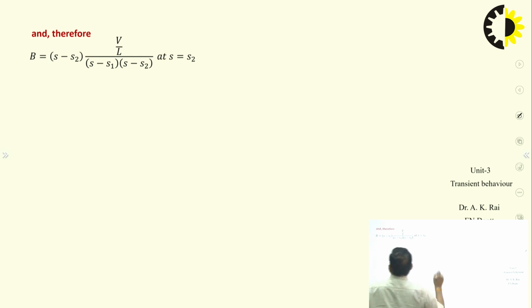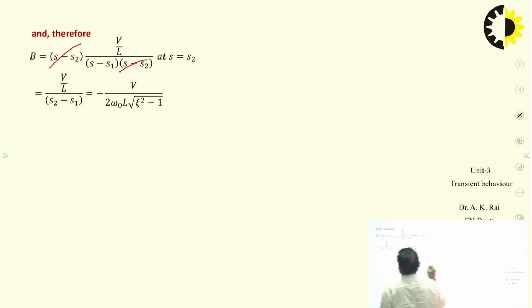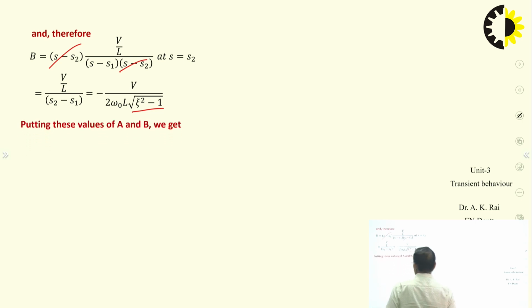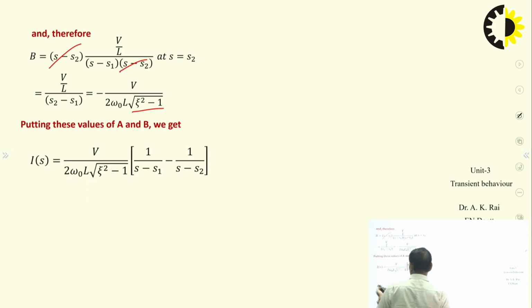Similarly, we can get the value of residual B. This and this cancel out, and putting S equal to S2 in this expression, we get this. So this is your B, which is V upon twice omega 0 L root over zeta square minus 1. Now putting these values of A and B, we get this expression for IS in the S domain.